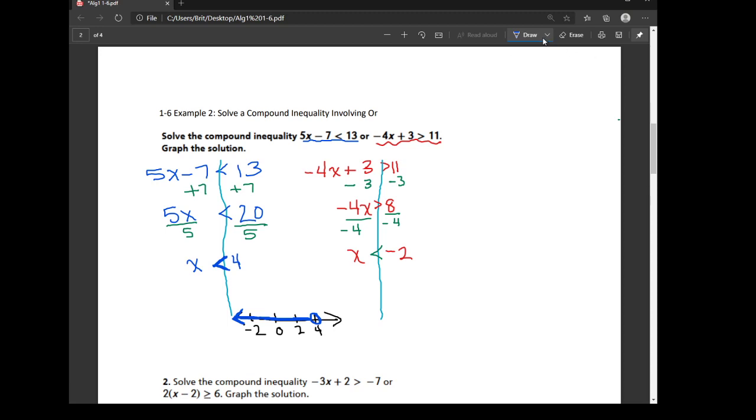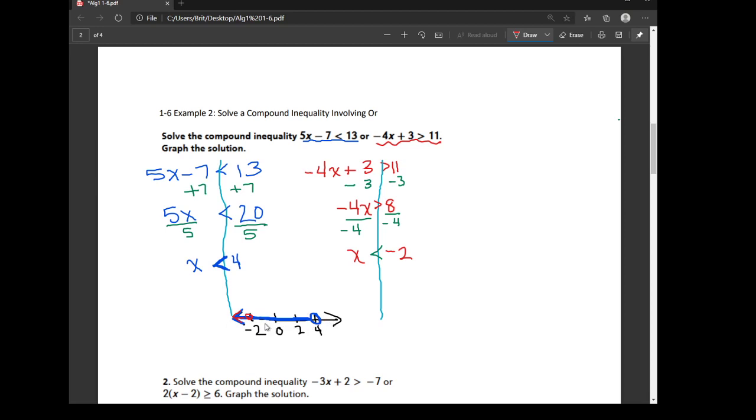Now let's go ahead and take a look at the red one. Now the red one says x is less than negative 2. So I would go ahead and put my point here at negative 2. And it would be a hollow point because it's not equal to. And then I'd shade to the left. So the red one would go like this. But do you see how this red one is kind of contained in the blue one?